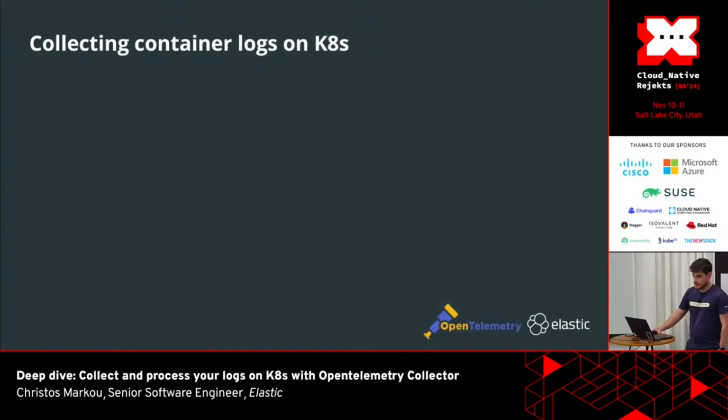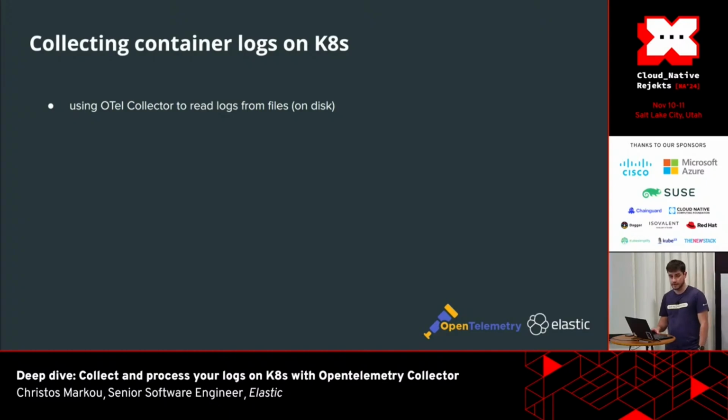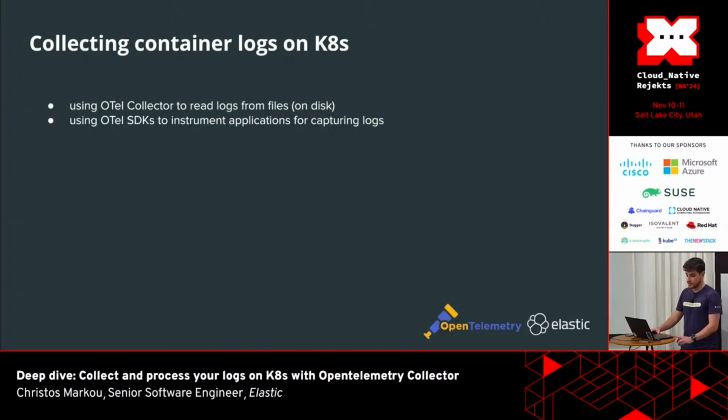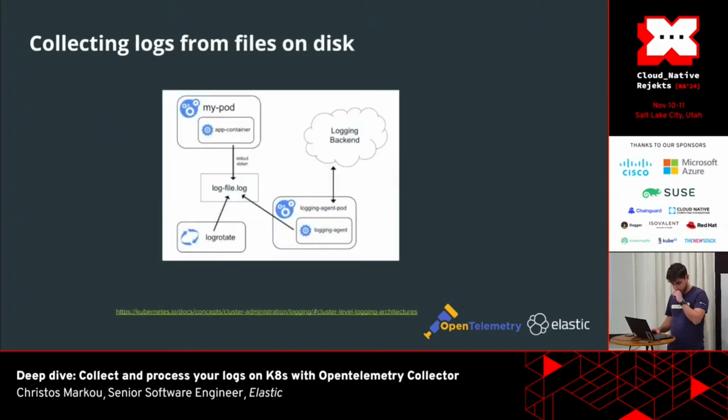So in order to collect container logs from Kubernetes environments, we can use the collector to read the logs directly from the files on the disk, or we can use the OpenTelemetry SDKs to instrument the applications and start capturing their logs. The Kubernetes documentation specifically suggests this architecture. One of the architectures that are suggested is this one, where the applications running as containers write their logs to the console, standard output or standard error, and then the container runtime is responsible for writing these logs down to a file which is stored on the Kubernetes node on the disk.